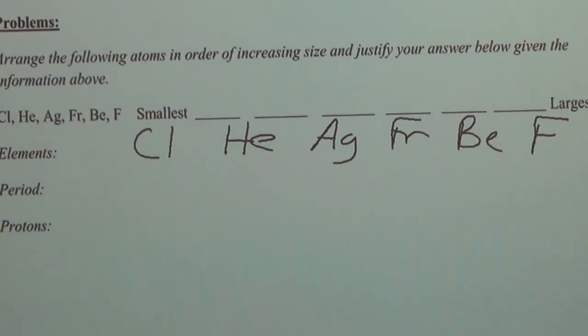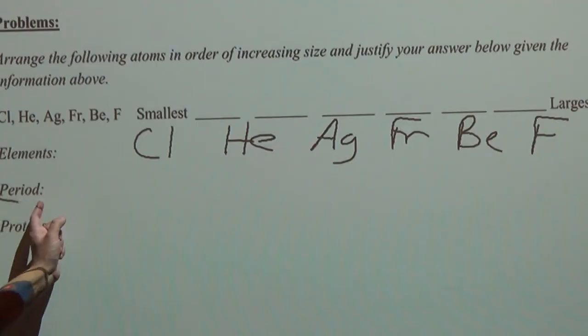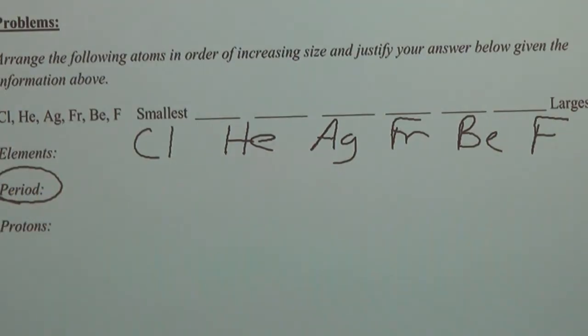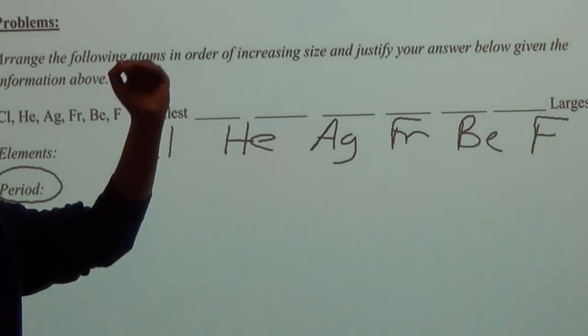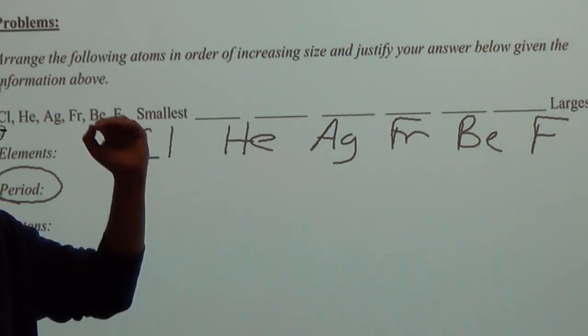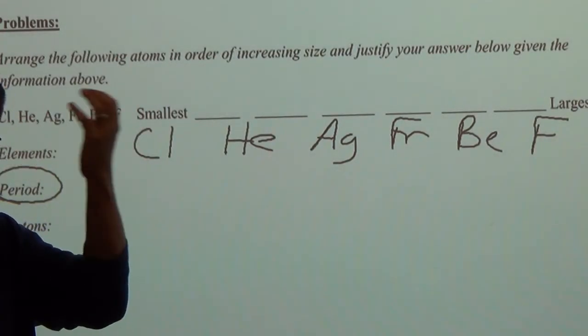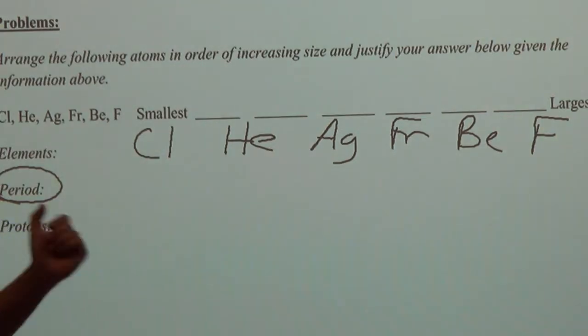All right, here we go. So first thing you do is you ask yourself, what period are these in? We've talked about, as you go down a group, we add energy levels. So let's analyze what period they're in to determine how many levels there are. That will really help us.